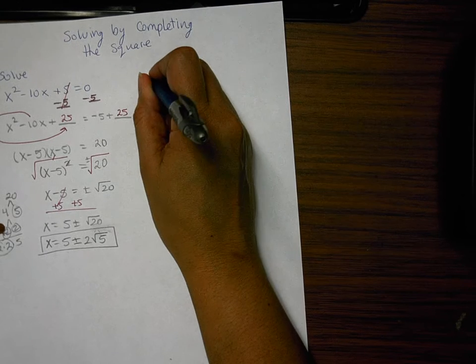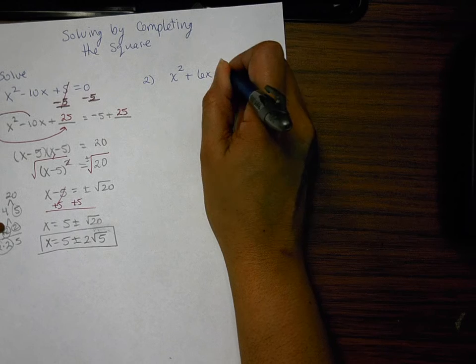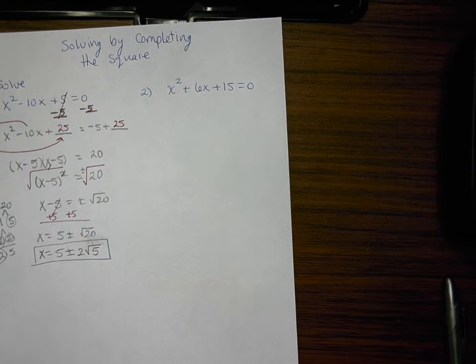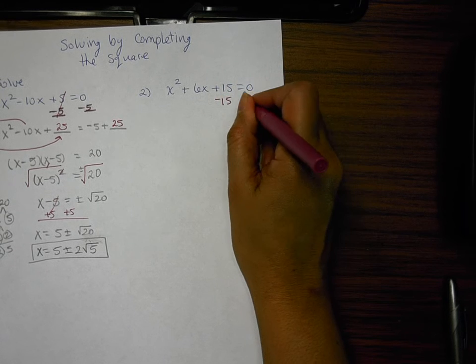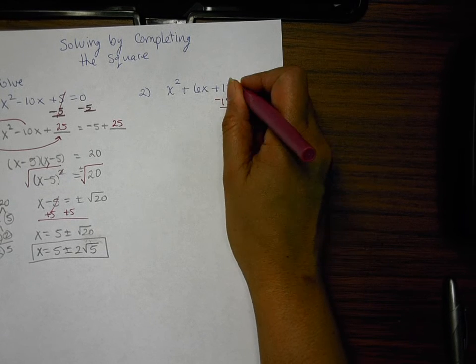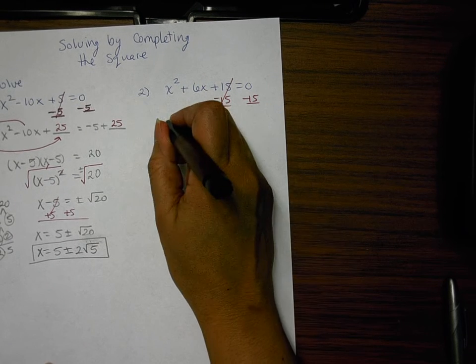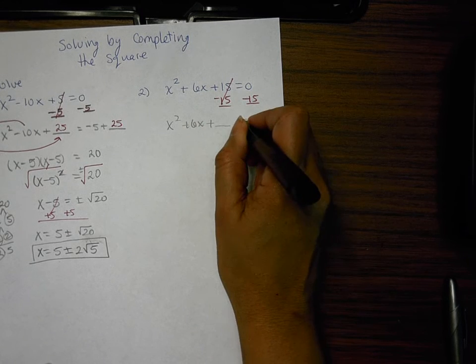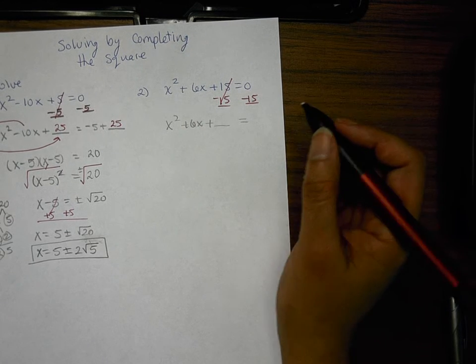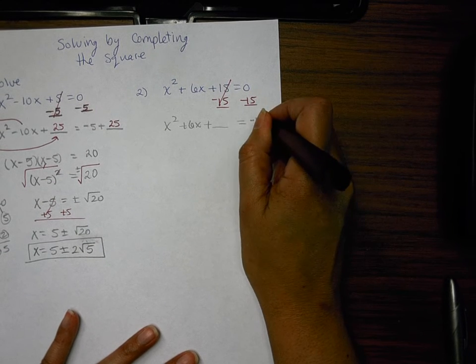All right, let's try another one. Number 2. X squared plus 6x plus 15 equals 0. Now remember, we subtract the 15 because we want to complete the square, and that's what we do. We get rid of that number. X squared plus 6x plus blank equals 0 minus 15 is negative 15.